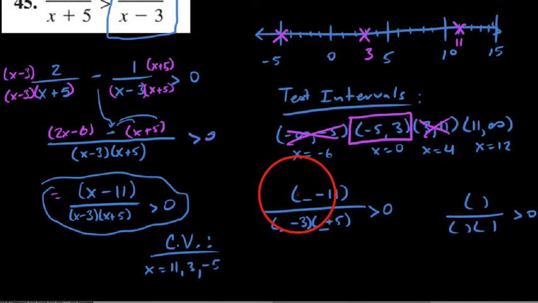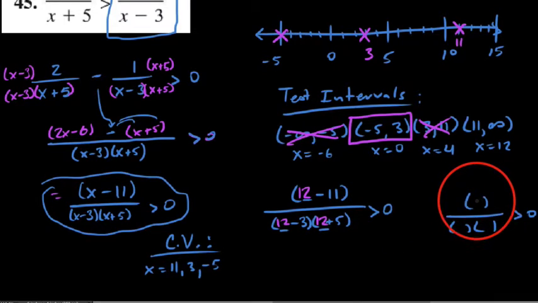And then the last one here, I'm happy to keep the 12 now that I don't have to undo those. We'd say I get a positive on top, I get a positive here, I get a positive here, and so it looks like we get a positive over a positive, which is a positive. So we're going to keep this interval.